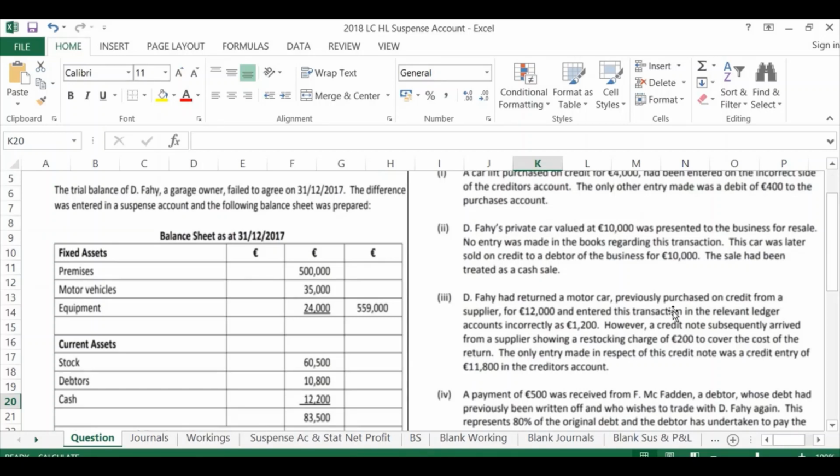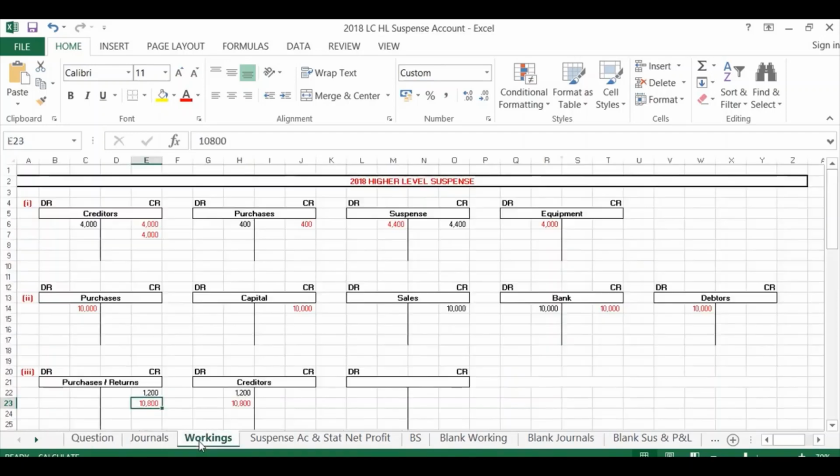Now what did we do? The only entry we made was a credit entry of 11,800 in the creditors account. So what we did, we put 11,800 in the creditors account. Now we shouldn't have done that, and again it was a one-sided journal, so the other side of that journal must have been suspense.